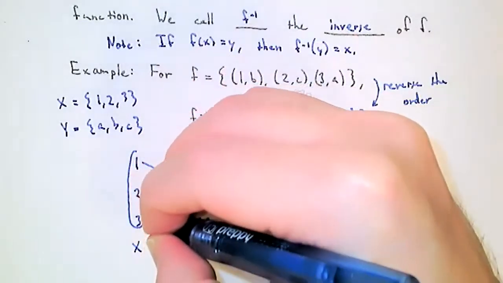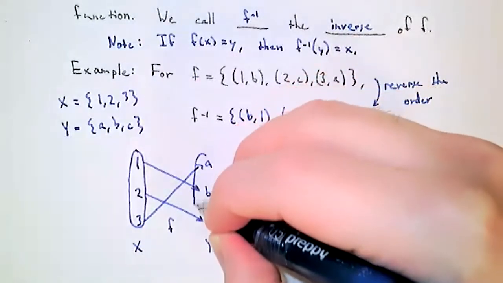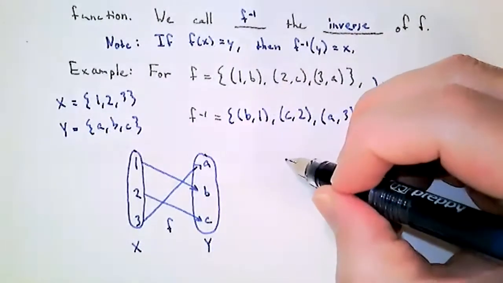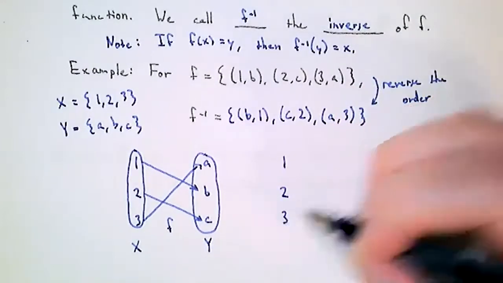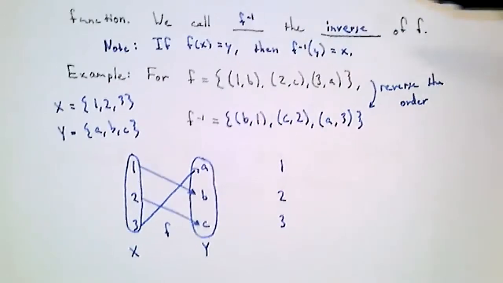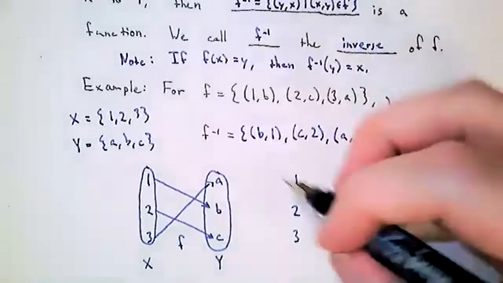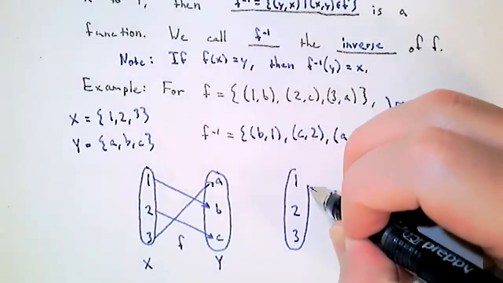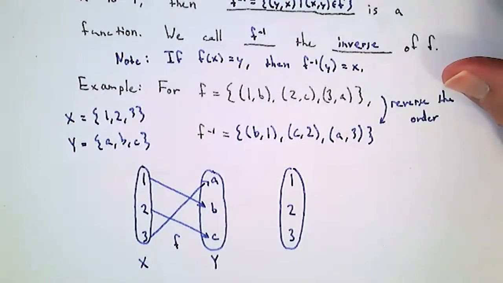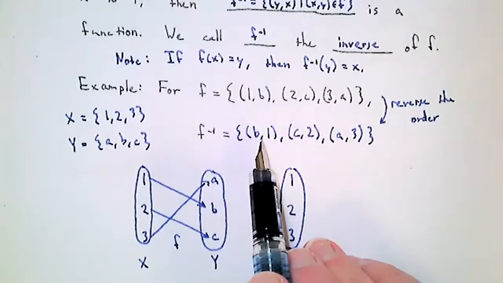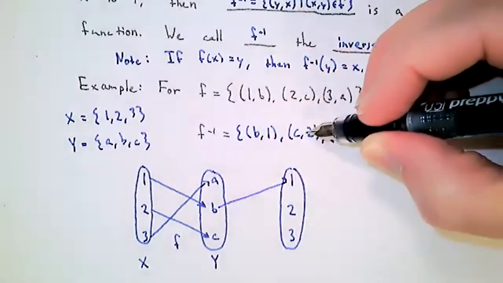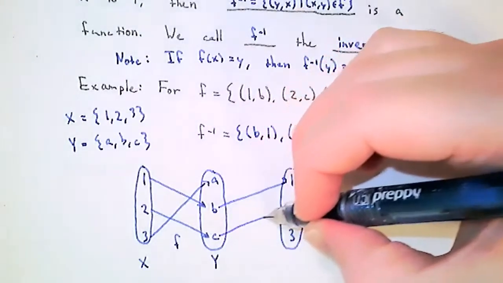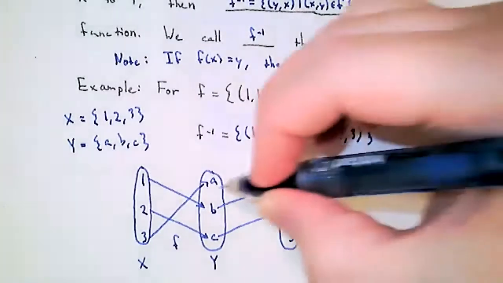And then what I can do, instead of making a totally separate chart for f inverse, is just add a third column with the elements of X again. Because remember, f inverse is just reversing the order of things. And then I can draw my new arrows from b to 1, from c to 2, and then from a to 3.